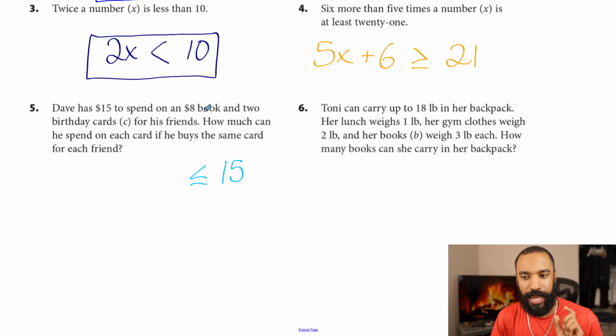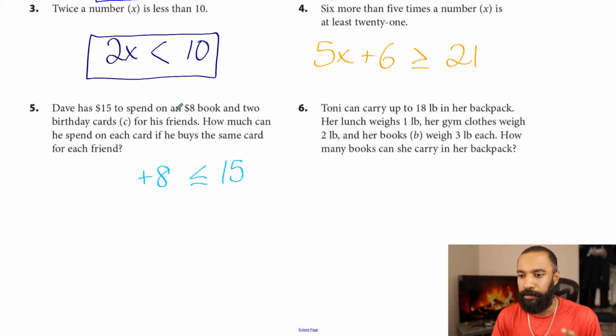All right, he has an $8 book. That is a constant value. He's only buying one book. We know how much it is. It's not going to change no matter how many birthday cards he buys. So we know that no matter what the birthday cards are here, we're going to add $8 to the overall amount. If you're thinking about the math already, that would mean he'd have $7 left to spend, and you're probably working ahead.